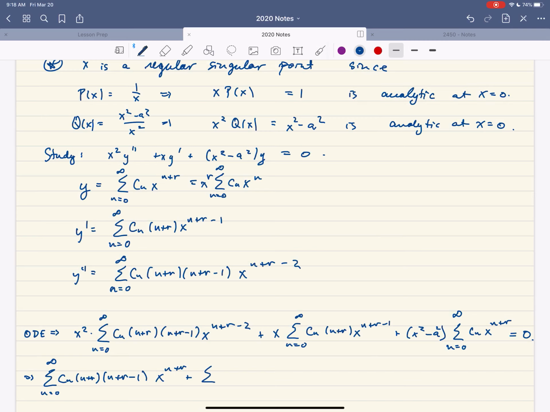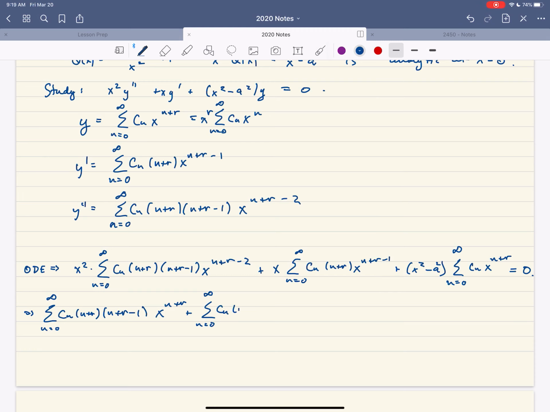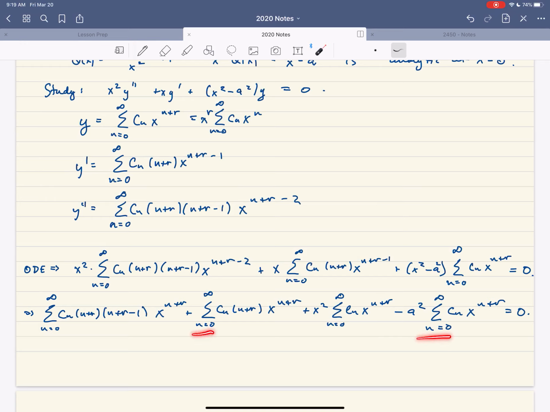That's going to be plus the sum from 0 to infinity, c sub n plus r, x to the n plus r. And then plus x squared times the sum from 0 to infinity, c sub n, x to the n plus r, minus a squared (remember, a is a constant) times the sum from n equals 0 to infinity, c sub n, x to the n plus r, equals 0. And we're already in pretty good shape. Okay, so we already have x to the n plus r in all of these, starting at n equals 0.